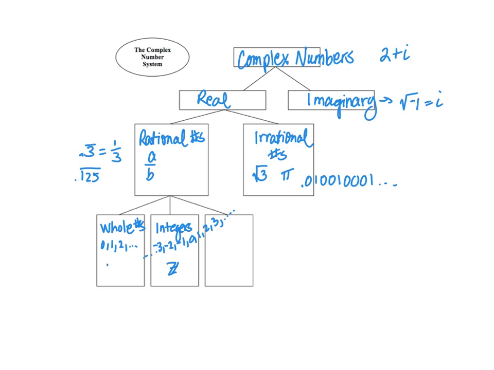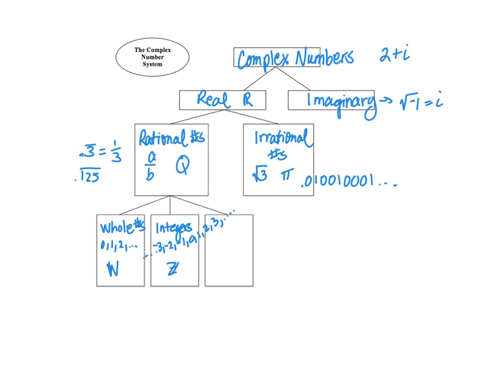We abbreviate whole numbers with a capital W. We abbreviate real numbers with an R. We abbreviate rational numbers with a Q, which stands for quotient. Irrational numbers, I'm not quite sure what we use. I generally will write out irrational.